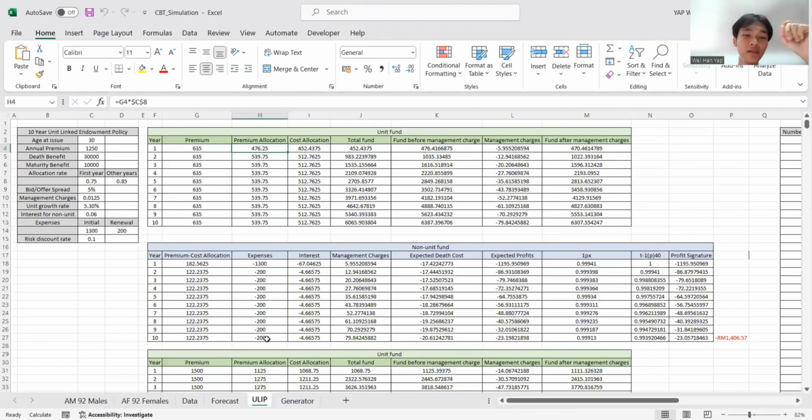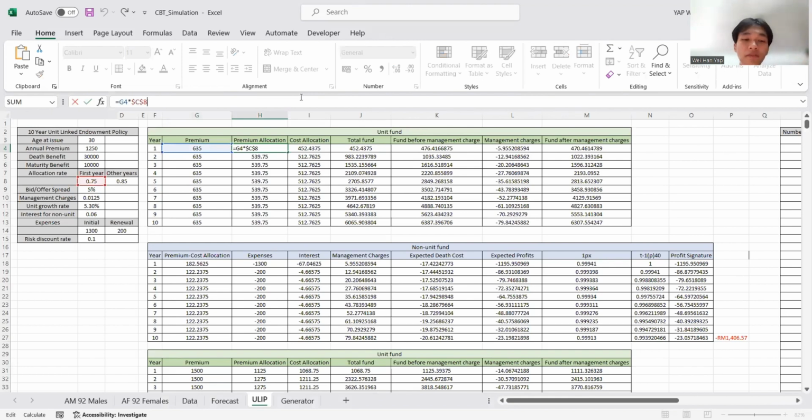Next, I'll explain the concept of calculating the NPV of a unit-linked investment policy. Firstly, the premium is split into two parts. One is the allocated premium, which is the part that will go into the unit fund; the premium is multiplied by the allocation rate. We have a rule of thumb here: have a lower allocation rate in the first year compared to the other years, as we need to allocate more to the non-unit fund in order to set up the policy.